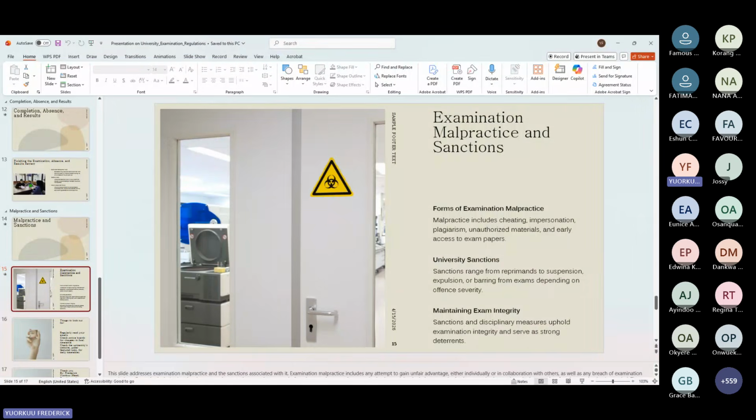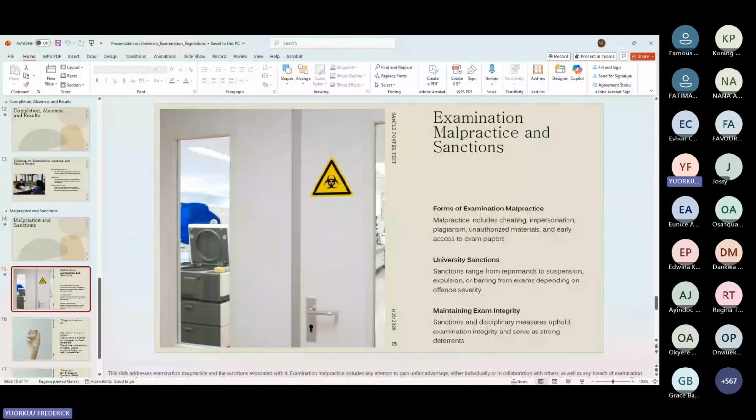Then, unauthorized material. You're not supposed to send a mobile phone in there. You're not supposed to send a smart watch there. You're not supposed to send any written notes into the exam hall. If you go there with any of these things, then it means that you are trying to gain undue advantage or unfair advantage in the examination, and you'll be sanctioned. The sanctions range from reprimands to suspension to expulsion or barring from exams, depending on offense severity.